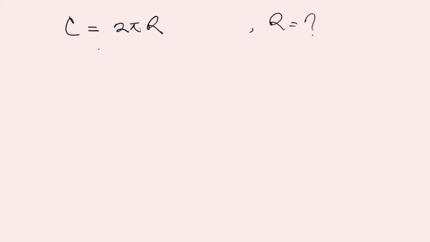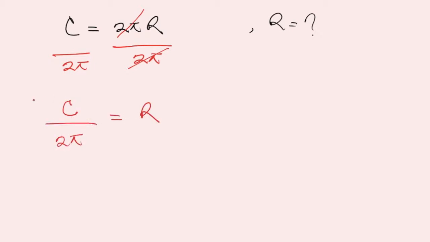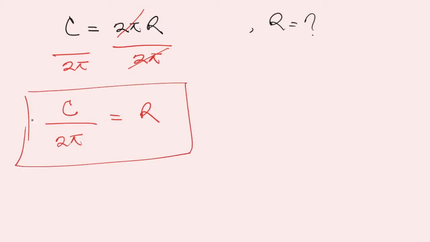So if we have c equals 2 pi r, and we are requested to make r the subject of the formula. Now here we have r multiplied by 2 pi, and we need to leave r on this side of the equation by itself. So the way we can do that is to divide both sides of the equation by 2 pi. Now if we do that, 2 pi cancels out 2 pi, and here we're left with c over 2 pi equals r, and that is our answer.